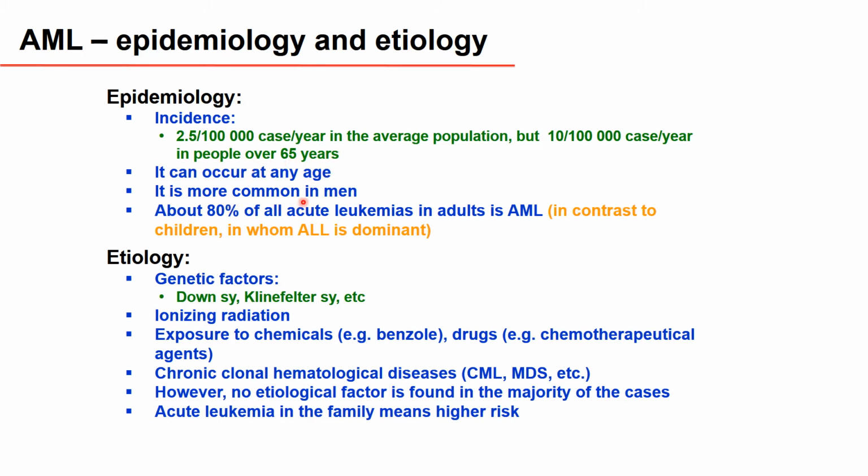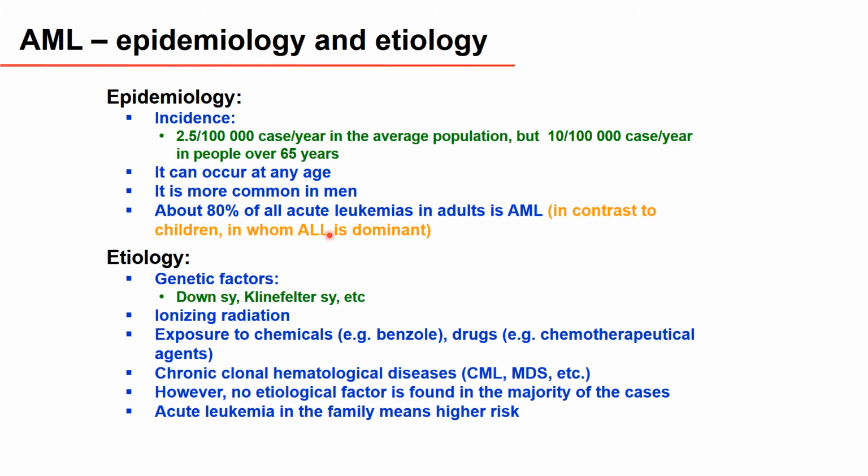It's most common in men. Usually all hematological diseases are more common in men. About 80% of the acute leukemias in adults are acute myeloid leukemia. In contrast, in children, the most common type of leukemia is acute lymphoid leukemia.